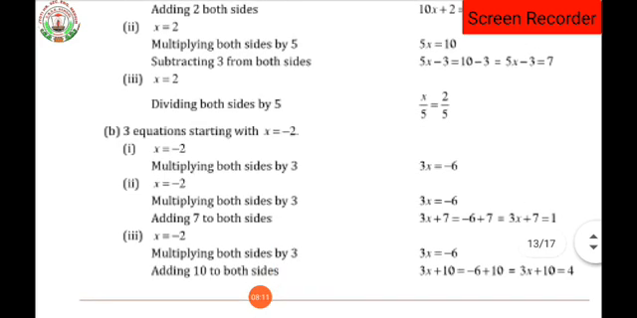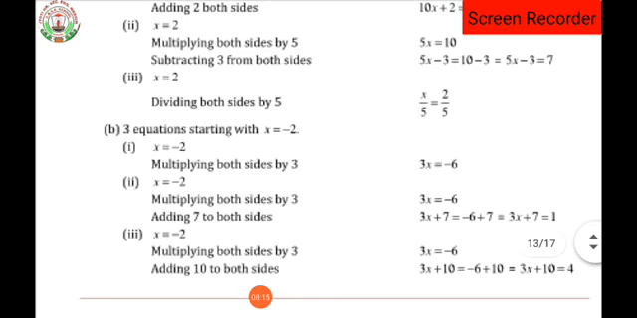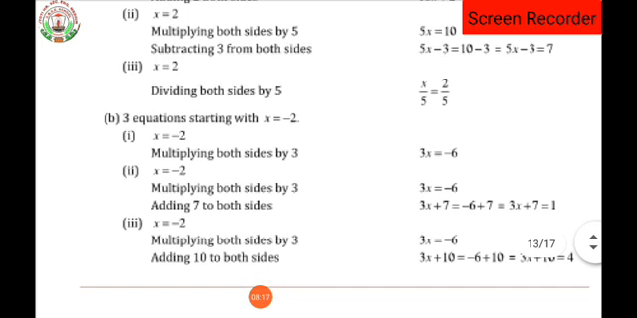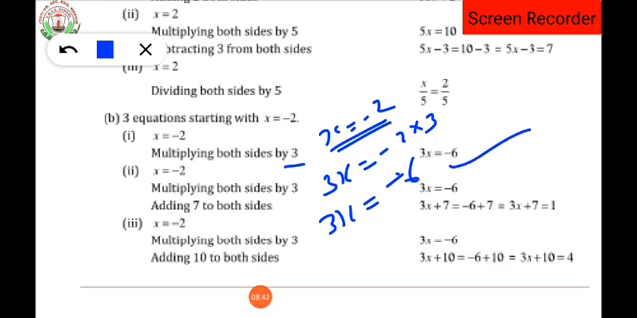In the B part of the question, what is given? 3 equations starting with x is equals to -2. So x is equals to -2 we are having, multiply both the side by 3, दोनों साइड पे इस इक्वेशंस के दोनों साइड पे, means x is equals to -2 we are having. Now in this, when we are going to multiply 3 on both the side, so 3 into x will become 3x, 2 into 3 will become 3x is equals to -6, which is the required equation.